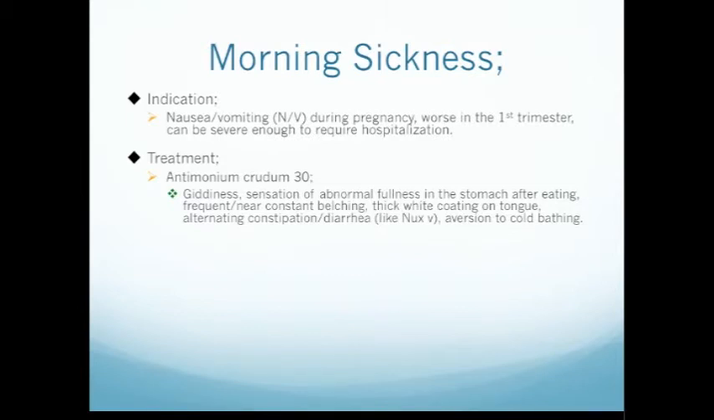There will be frequent, near-constant belching with a thick white coating on the tongue, and alternating constipation and diarrhea, like would be treated with Nux vomica. There may be an aversion to cold bathing.